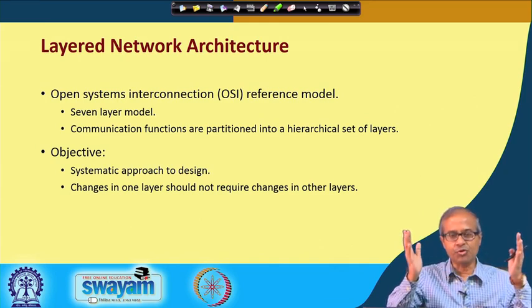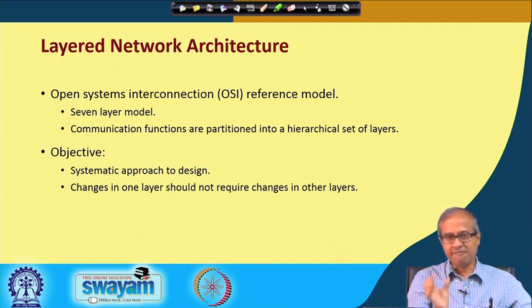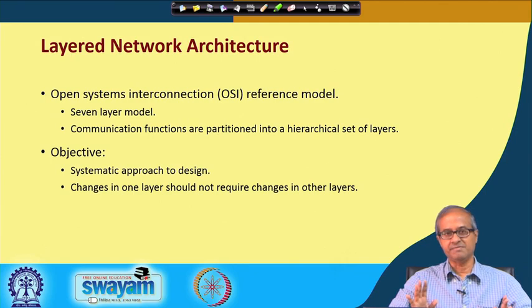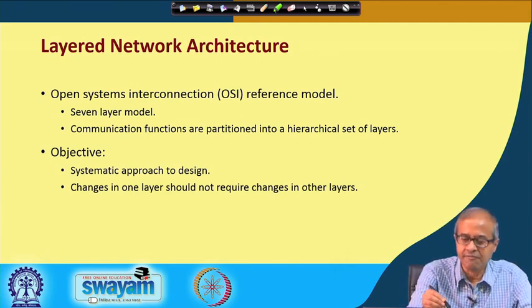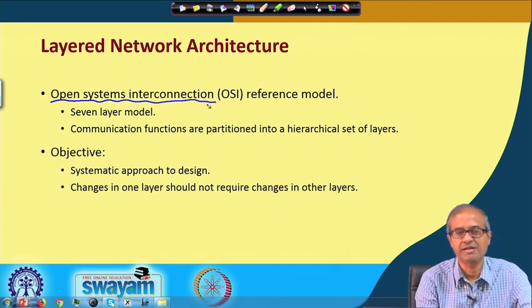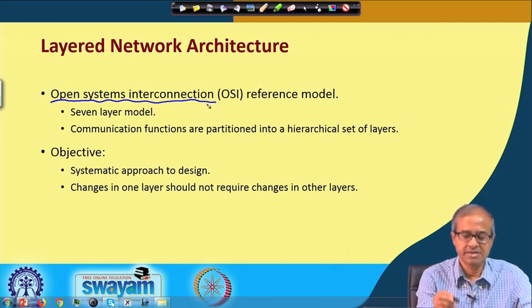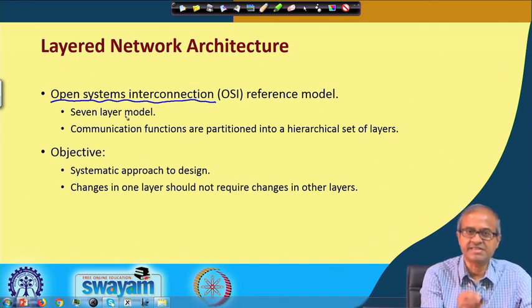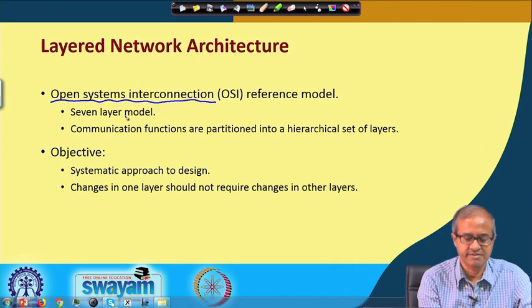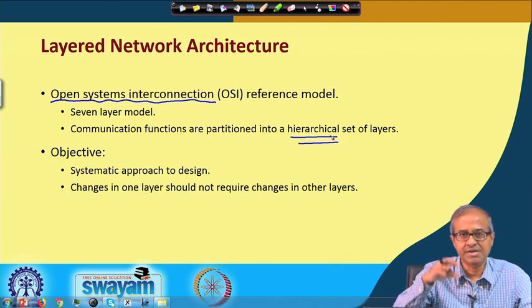Layering means you divide the total functionality into a number of levels, where the function of each level is very well defined. A very well known model is the so called OSI model, the Open Systems Interconnection Model. This was proposed by the International Organization for Standardization, ISO. It is called ISO's OSI model. There are 7 layers in this model. I shall show the layers very shortly, and there is a hierarchical relationship among these layers.